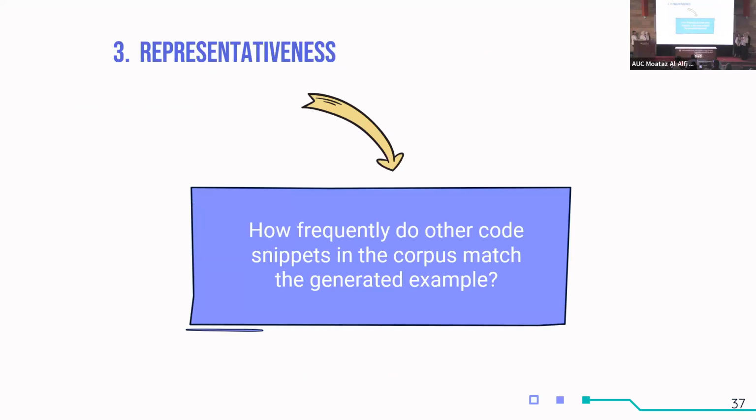And as for the last evaluation metric, which is representativeness, it's measured by a counting score that the tool assigns to a generated example. And this score represents how frequently other code snippets in the corpus match the generated example. And the higher this score is, the better the rank.